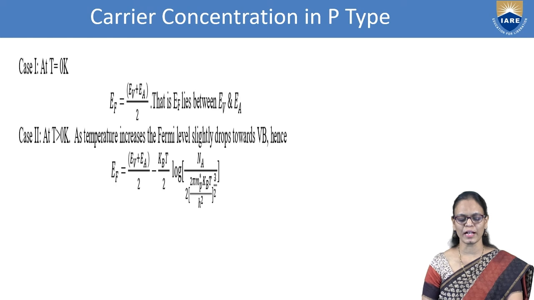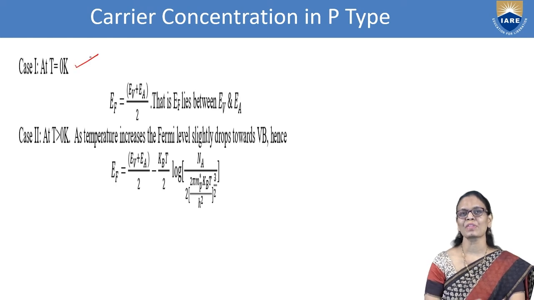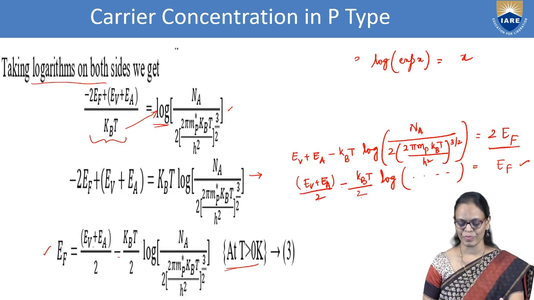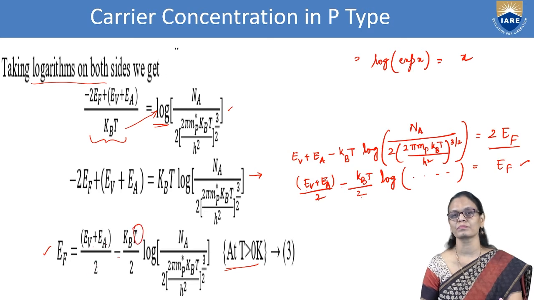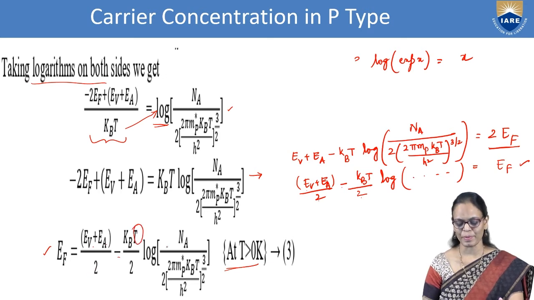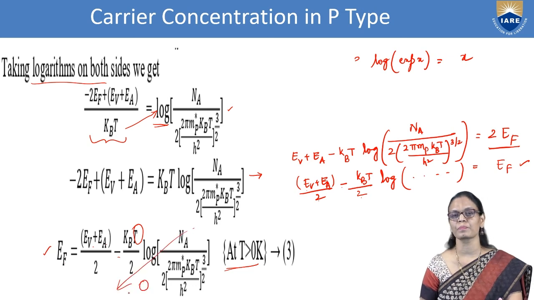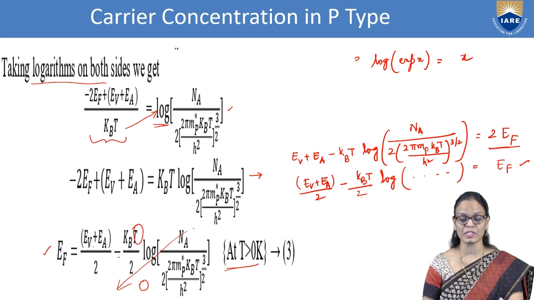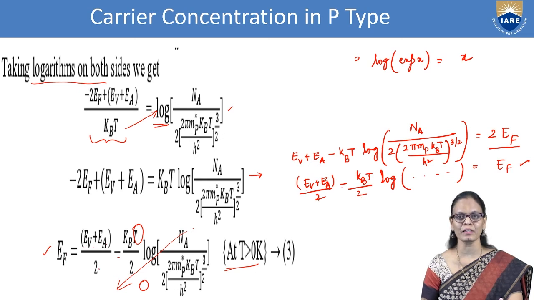Now if we put the conditions, first case at T is equal to 0 Kelvin. So at T is equal to 0 Kelvin, what will happen here? In this term, for T, if I substitute 0, then what happens? 0 into something is 0. So the whole term will go to 0. At T is equal to 0 Kelvin, on substituting for T, 0, what we are left with is EF is equal to EV plus EA by 2.